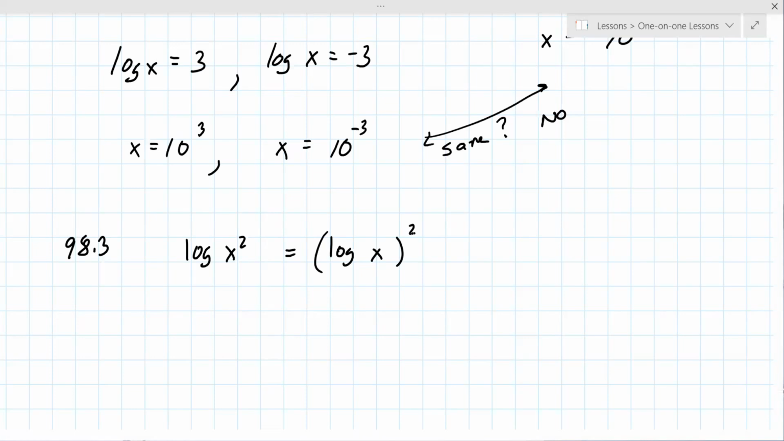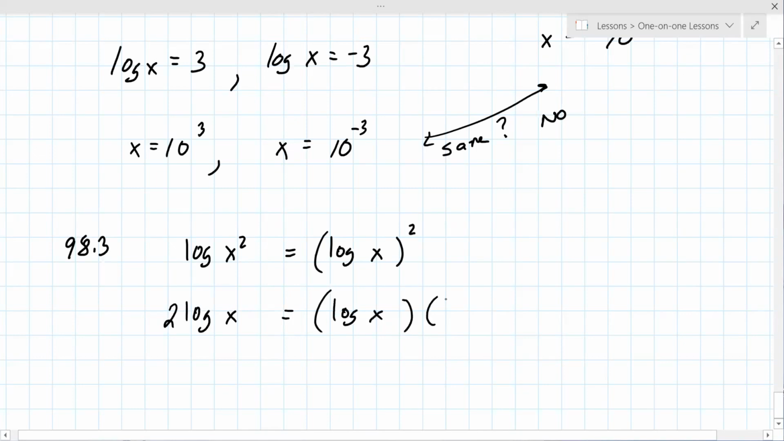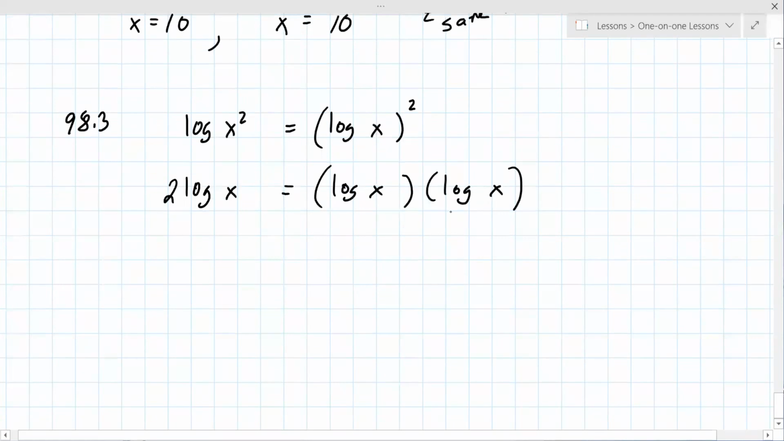So which side would we start with? Yeah, it's a great question. On the left side here, you can make this 2 log x. And on the right, this is log x times log x. Okay. And the common mistake, it's a very common mistake, is you do not divide by log x. Like imagine this was 2x equals x times x. You don't do that. You actually move to one side.